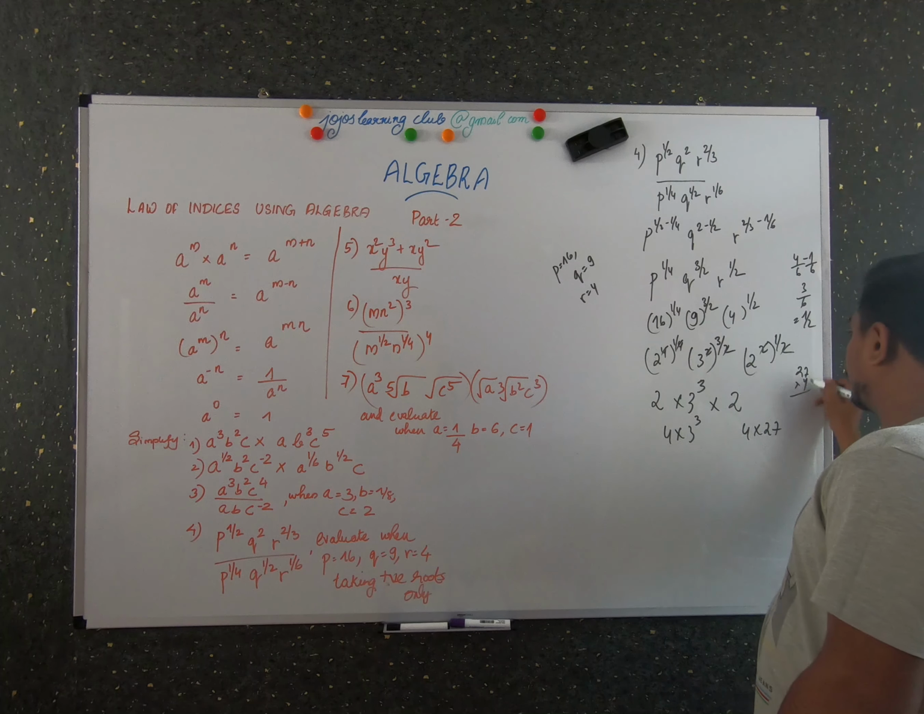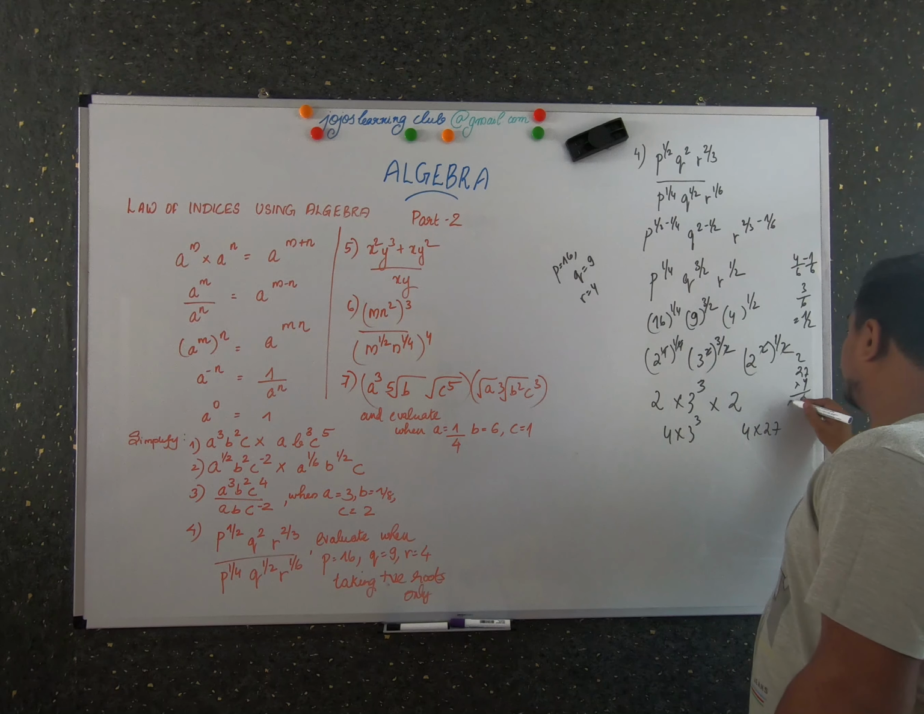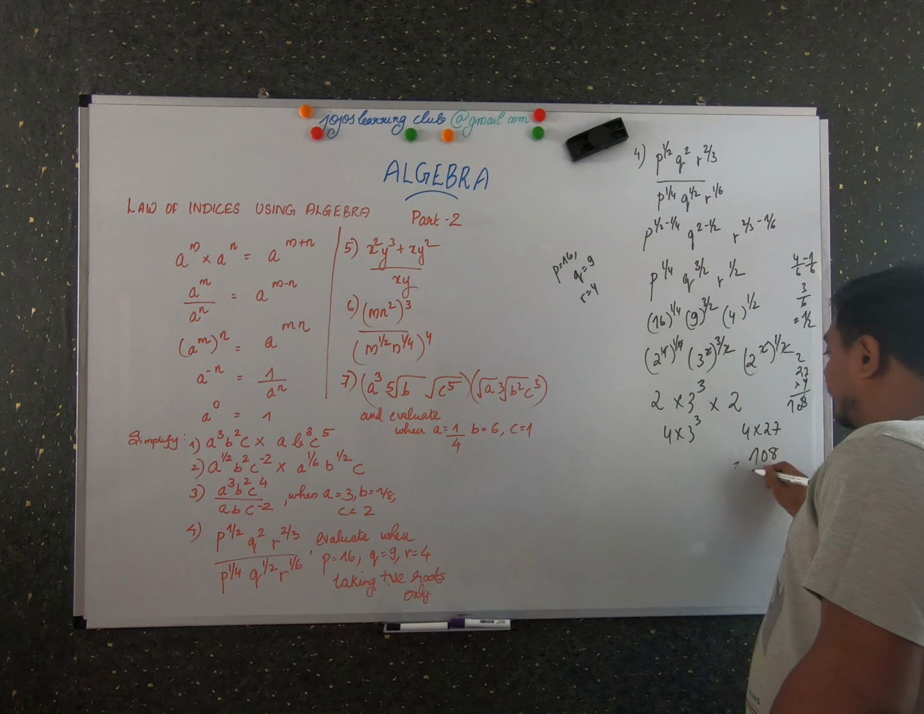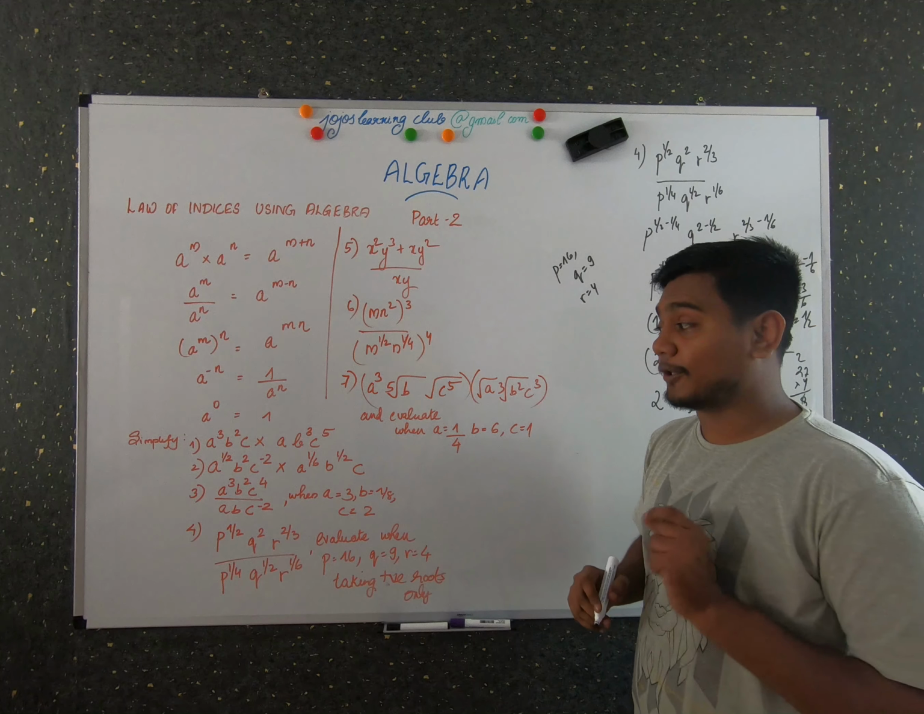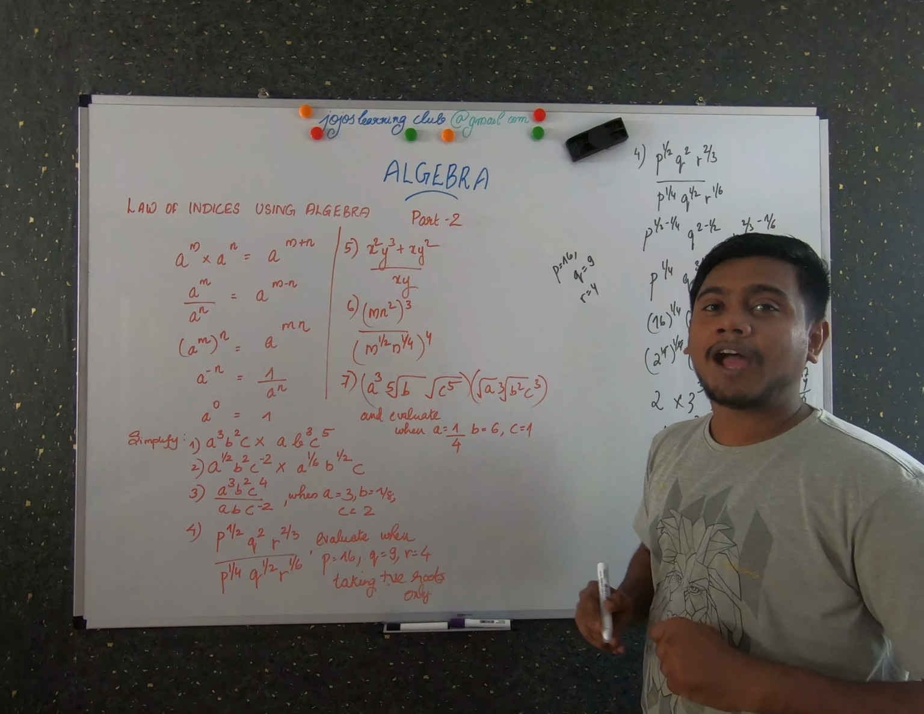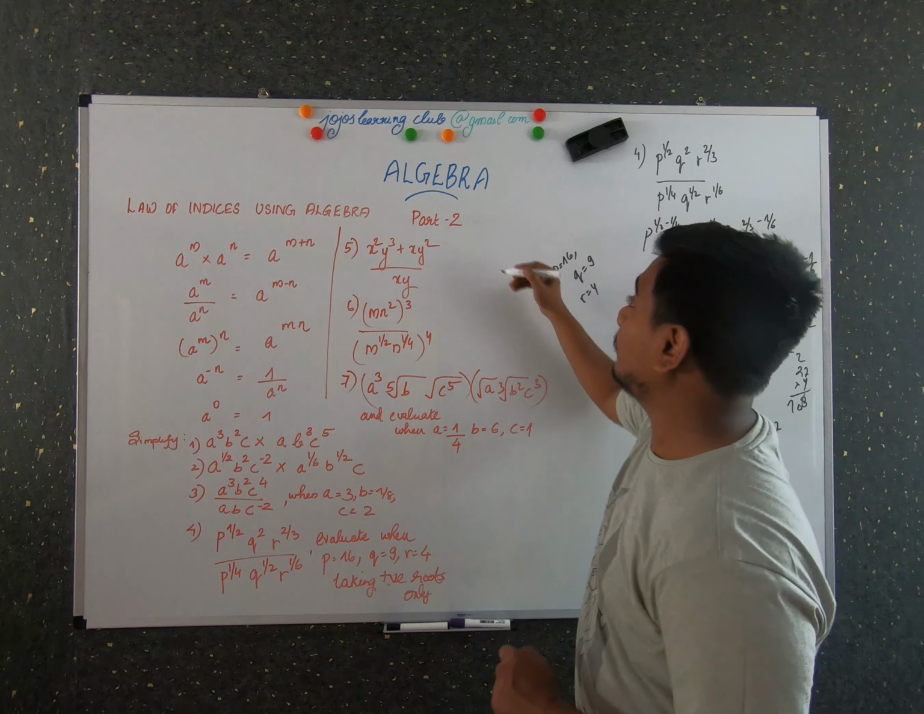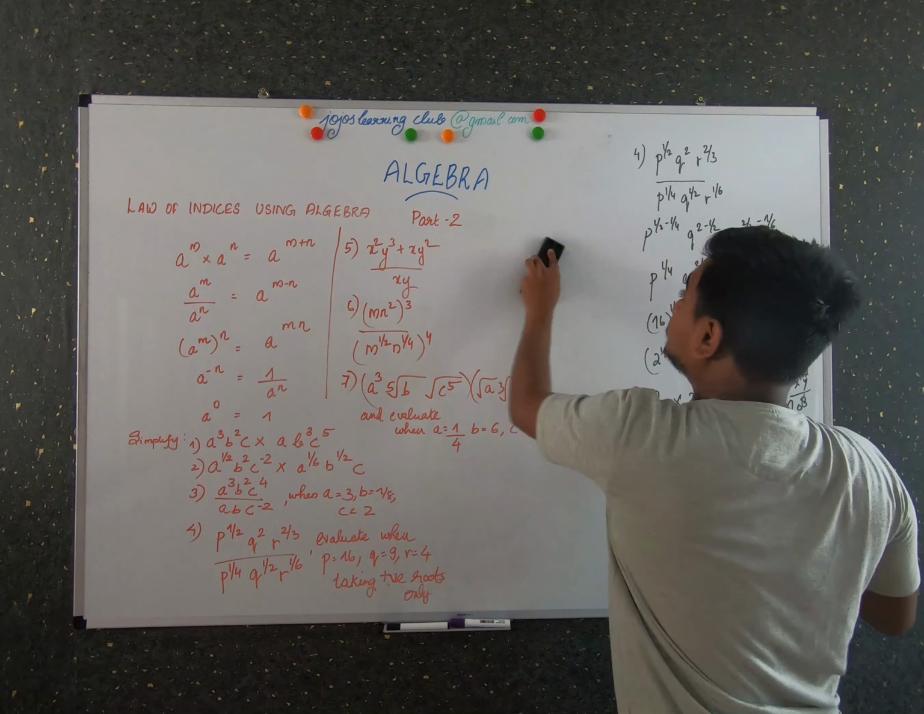27 times 4: 4 sevens are 28, 4 twos are 8, so 108. So 108 is the final answer for problem number 4. I hope it's clear. And now let's do a further problem.